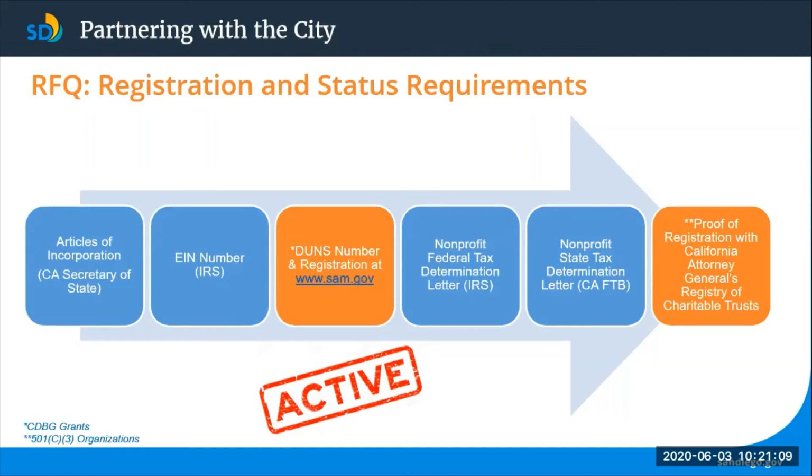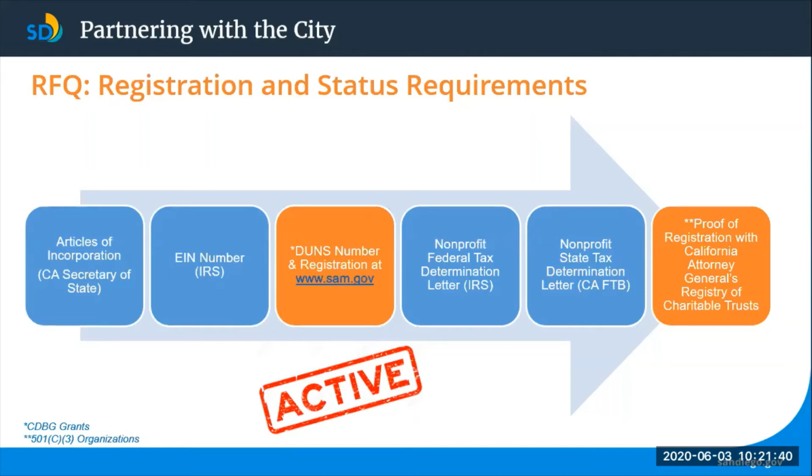So again, we are looking for your articles of incorporation. What is your employer identification number, your DUNS number, and the registration at sam.gov. That helps us to know if you've been debarred from receiving federal funds. We're also going to be looking for your federal letter of determination from the IRS to show that you are a nonprofit organization, as well as your state tax determination letter.